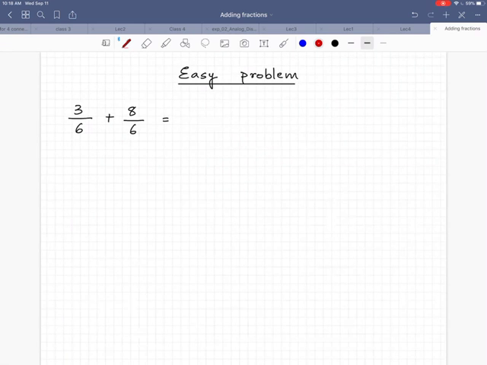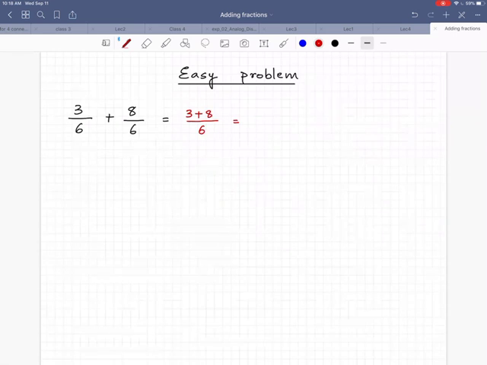The reason it is easy is because the denominator for the first fraction is the same as the denominator for the second fraction. If that is the case, then we can add them very easily. So the common denominator is going to be 6, and we are going to write 3 for the numerator of the first number plus 8, because the denominators are the same for both the numbers, the common denominator makes that work easily.